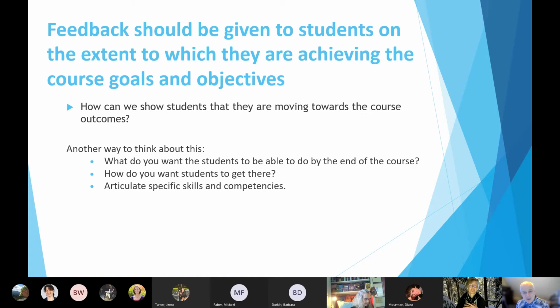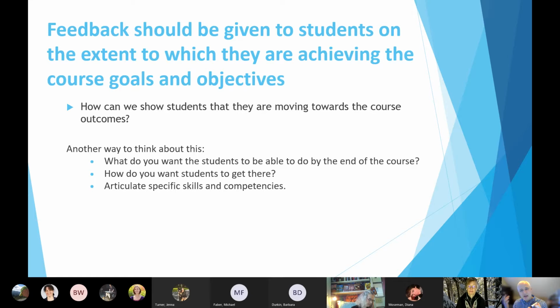The next thing I want to talk about is feedback to students. That should be a part of this too. Assessing student learning is as much about them getting feedback on what's going on as it is about you getting the information. The first thing I would say about feedback is that it should be done to help students know how they are moving towards the course goals and objectives. The thing I keep thinking about is how I can help my students know that they're moving towards those outcomes that I want them to.